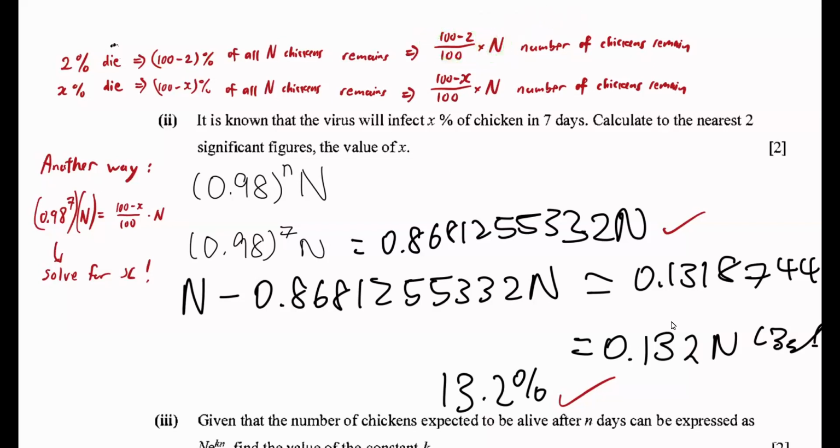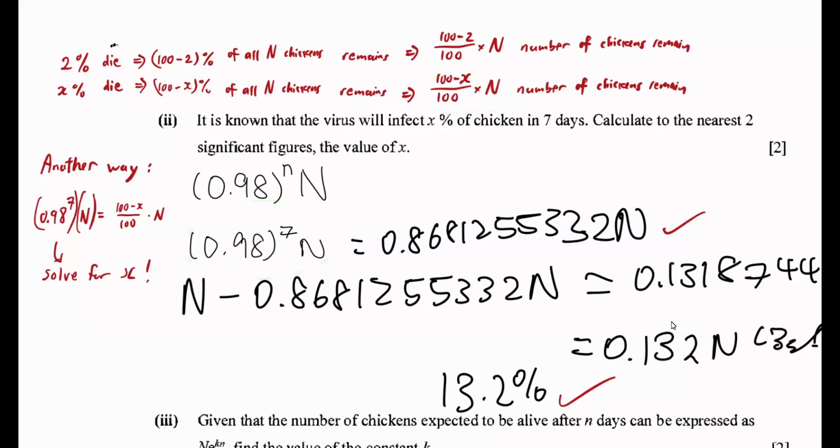So now if I just change the 2% to X%, I just have to replace everywhere there was a 2 with an X. So it's 100 minus X over 100 times n. Okay? This will be the remaining number of chickens. But we have another formula for the remaining number of chickens, which is whatever you calculated over here, 0.98 power 7 times n, right?